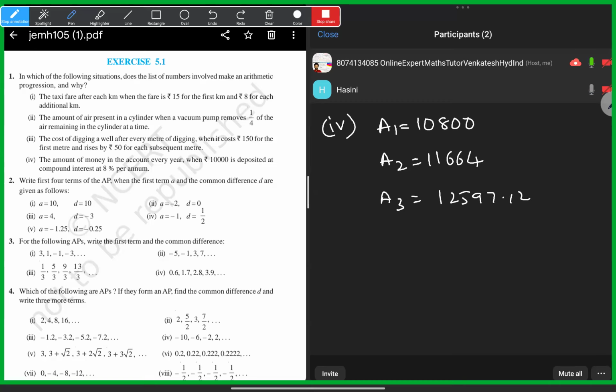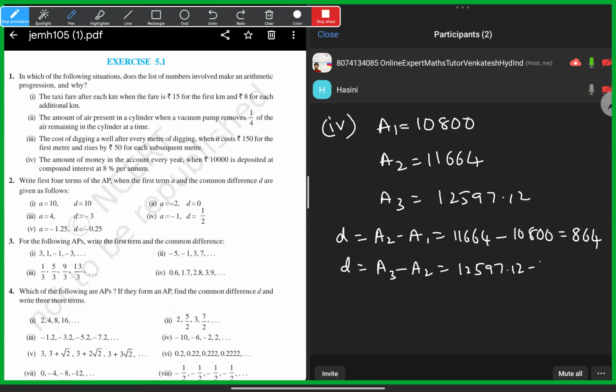So now I'm checking A2 minus A1. 11,664 minus 10,800. So we'll get it as how much? 864. Okay. Any doubt? No, sir.